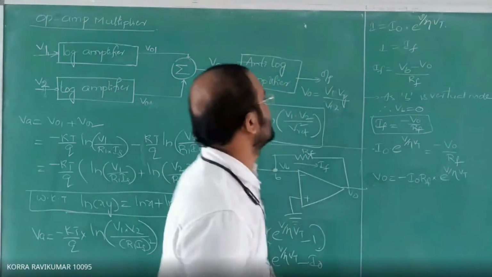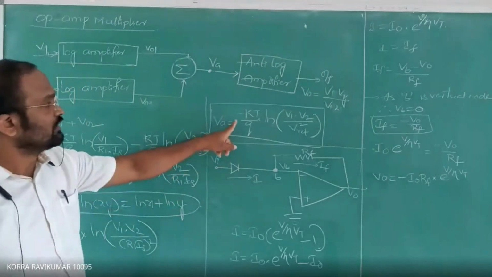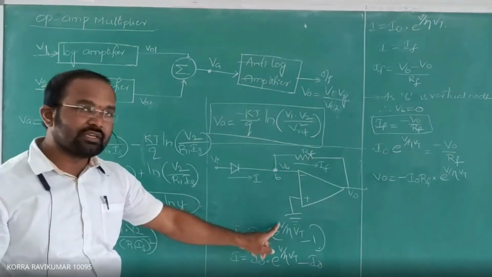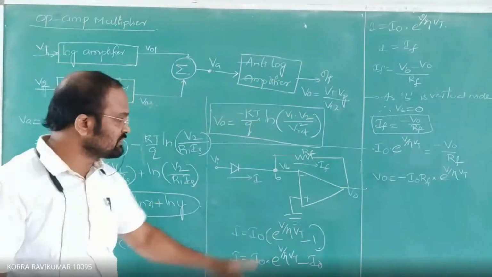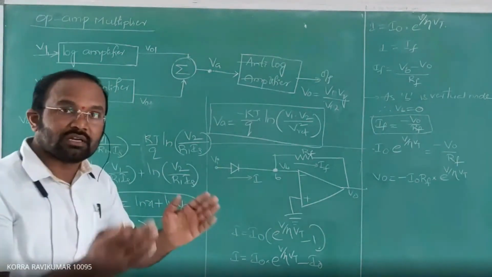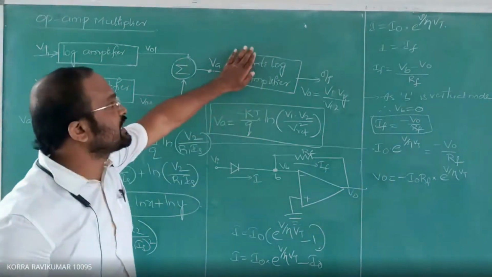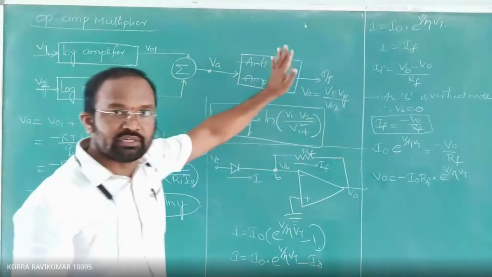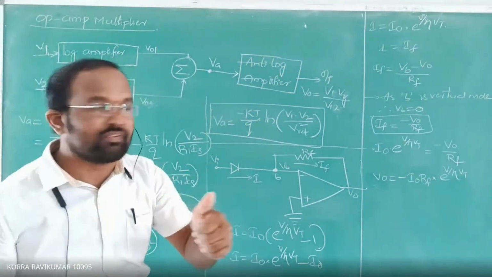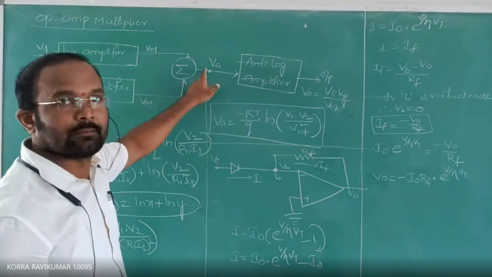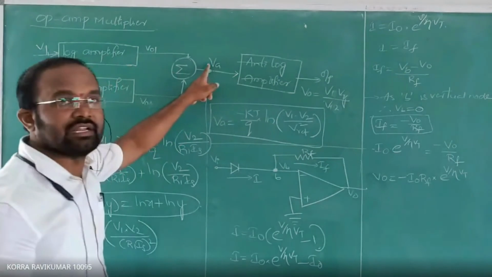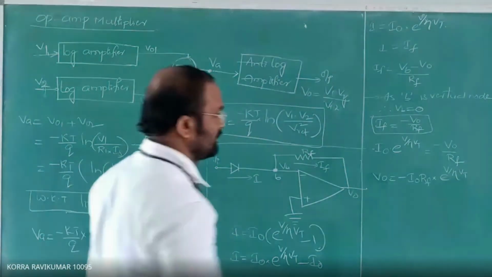This V is nothing but, look at your equation here. I equal to I naught into e power V by eta Vt. Here V means your input voltage. Your input voltage means what? Input voltage of the anti-log amplifier, VA. So here V is the input of the anti-log amplifier, VA.